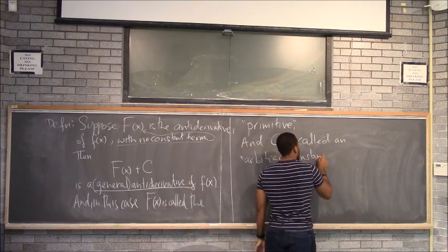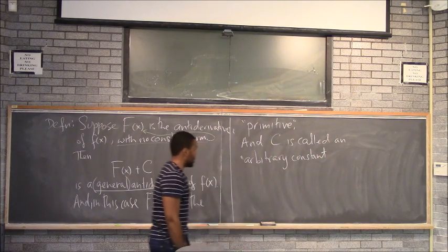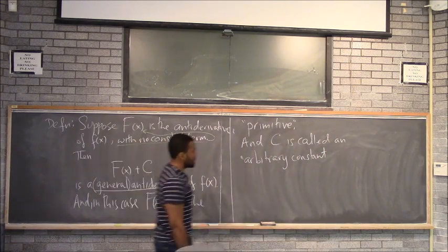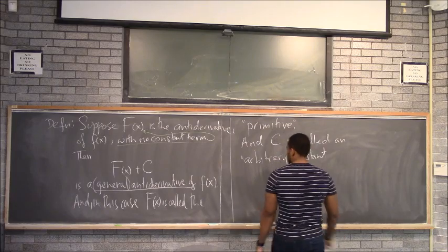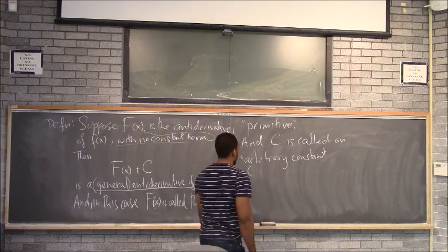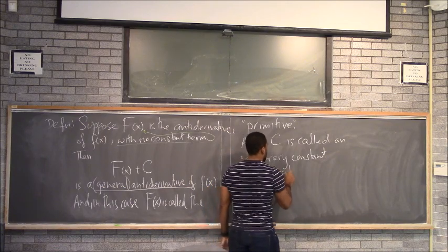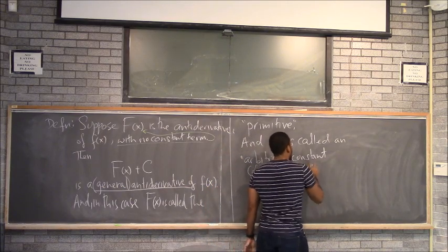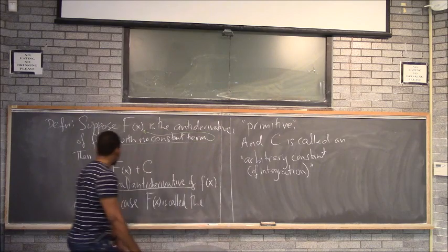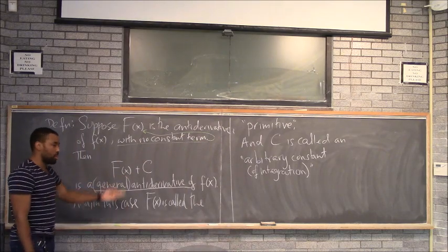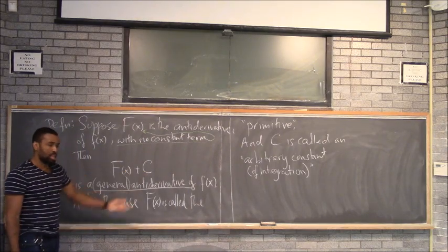Because it could be an arbitrary constant. Literally any constant I put there, it's actually going to work. So it's called an arbitrary constant. Sometimes for emphasis, we would say of integration. I'll talk about what the word integration means pretty soon. It's an arbitrary constant. So this will be the primitive function, the plus c. The c is called an arbitrary constant.